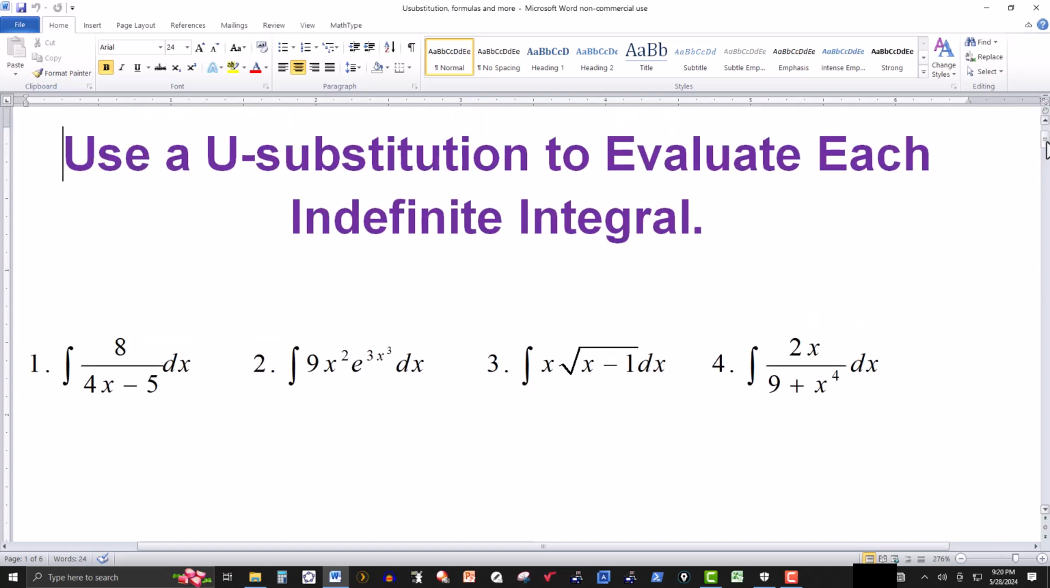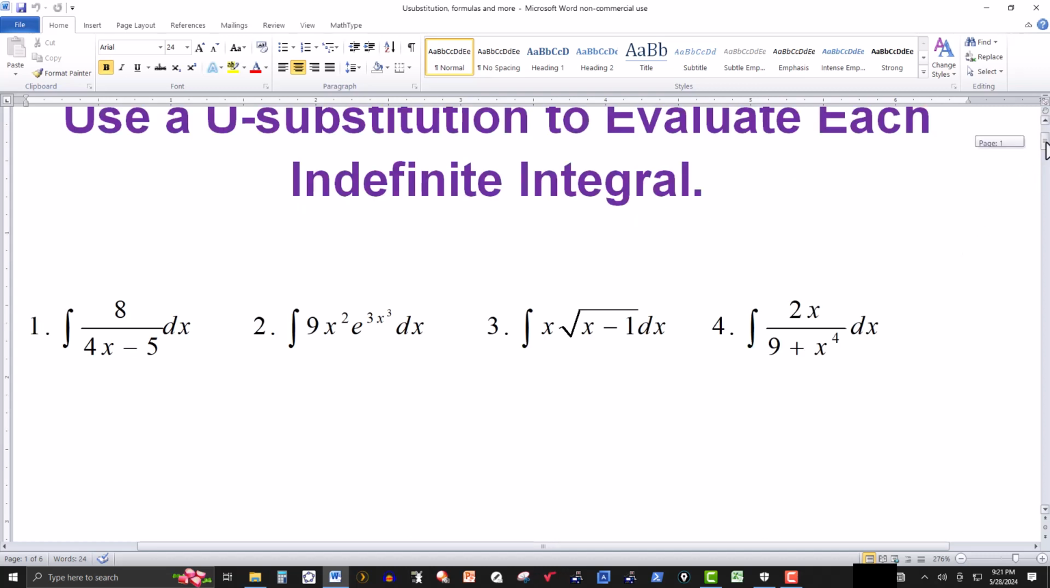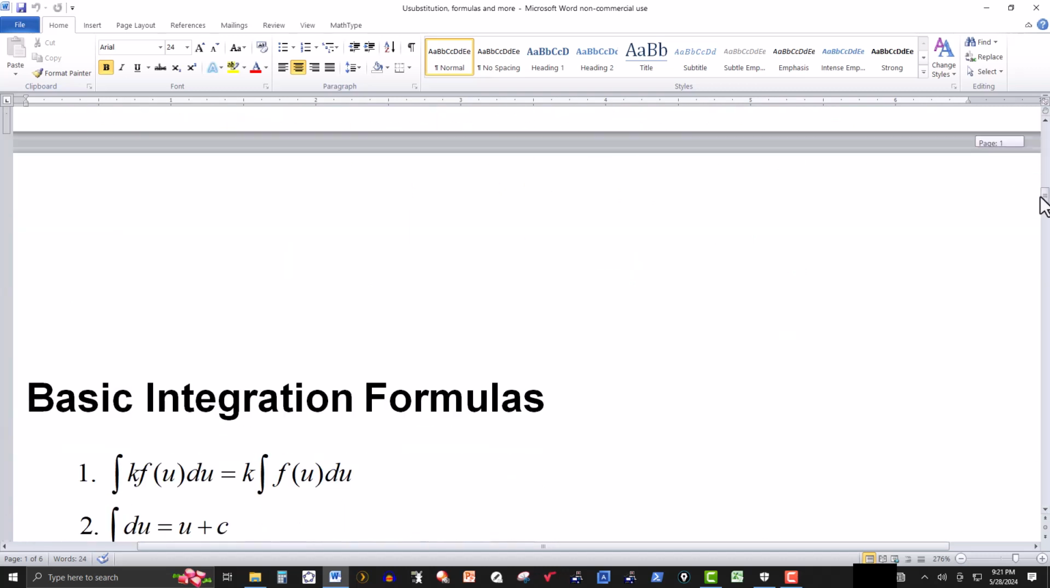Do you have to use a U-substitution to get the problem worked out? Not always. Sometimes it just makes it easier to set up the problem and solve it. It just facilitates the process. You use the chain rule when you take the derivative of a composite function. The U-substitution simply undoes the chain rule. So let's look at some of the basic formulas that you have.